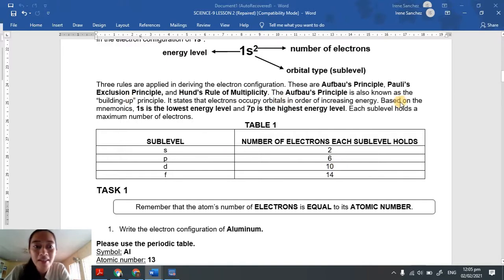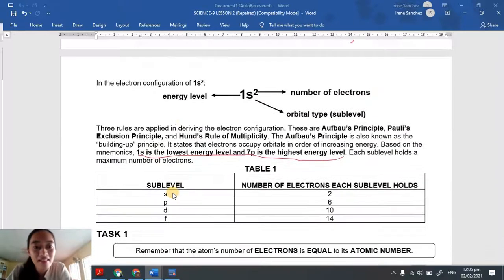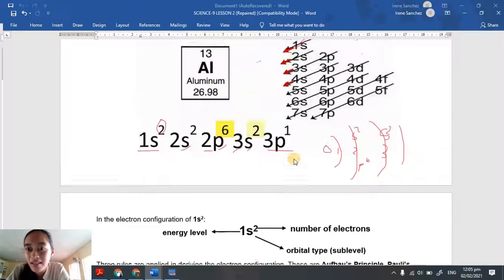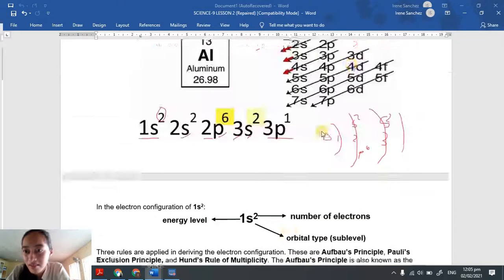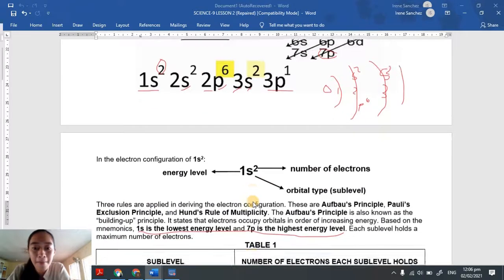And then here, based on the mnemonics, 1s is the lowest energy level and 7p is the highest energy level. So as you can see here, sugo sa imong listahan do sa tumoy, ang una mo'y kina-lowest, ang diri mo'y kina-highest. Okay. Based on this, 1s is the lowest and 7p is the highest. For a while, let me check. Oh, it's here. 7p is here and this one is the lowest, 1s.